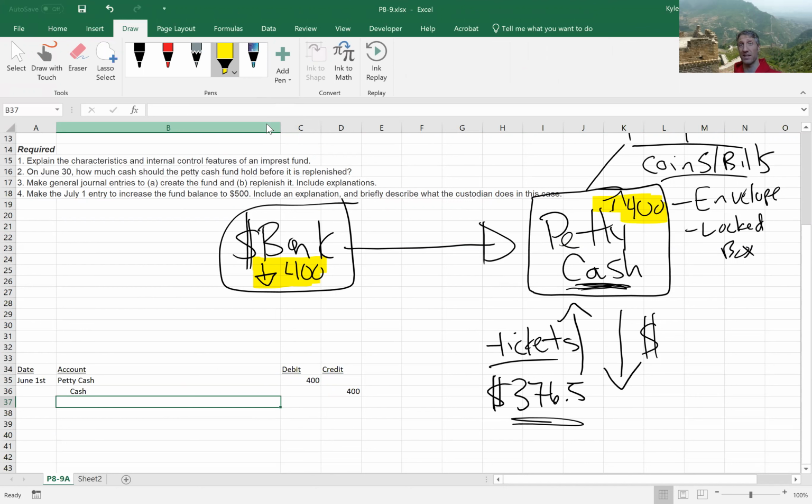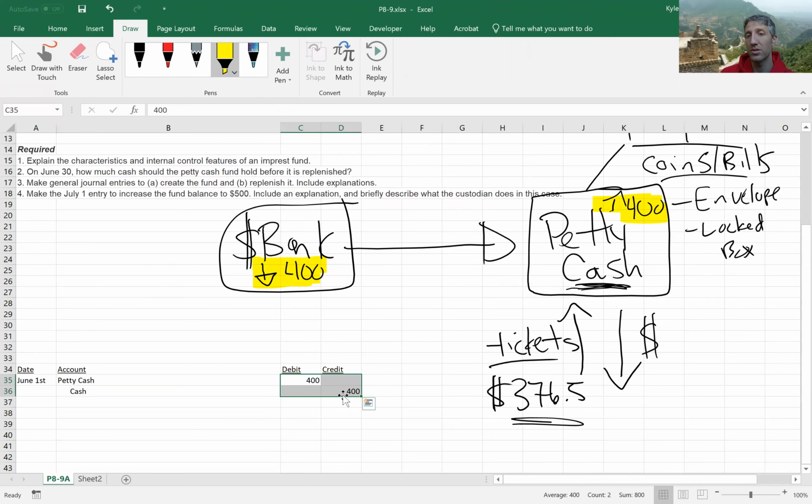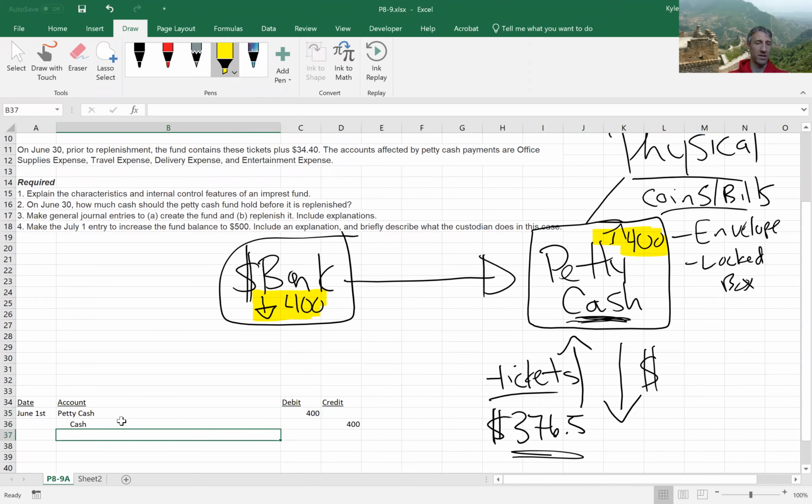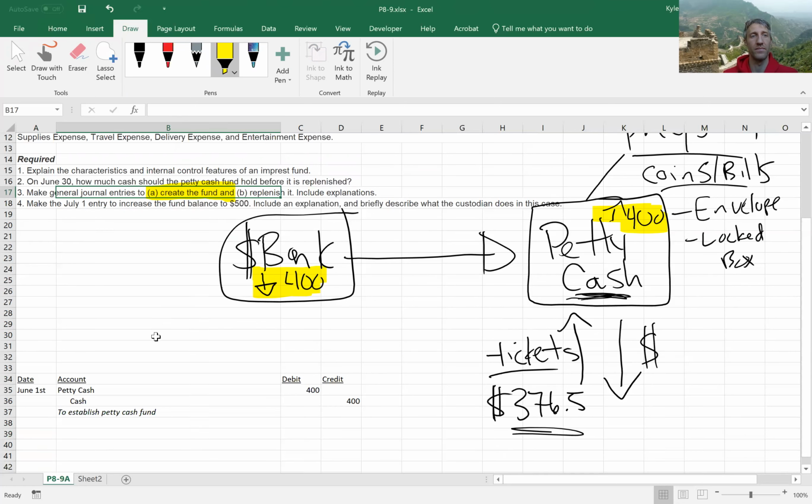The overall impact to cash is 0 because petty cash is another type of cash account. There's been no expenditures yet out of petty cash as of June 1st. And the explanation here would be something like to establish petty cash fund. So that was part A of requirement 3, create the fund. Now part B is to replenish it.